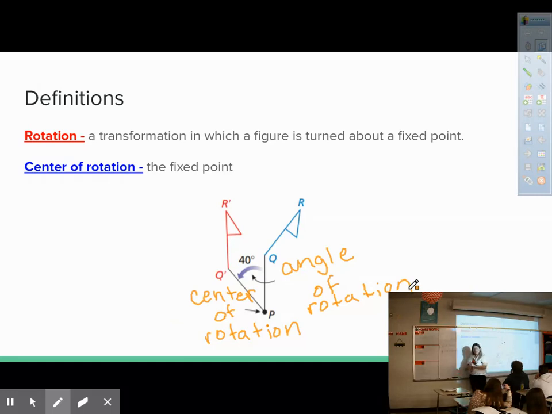Okay? And the reason we're going to do those, and the reason we're always going to do it counterclockwise, is because there are rules you can follow.